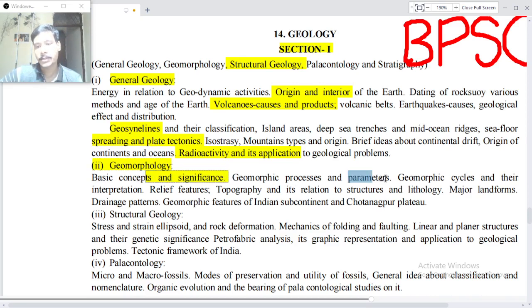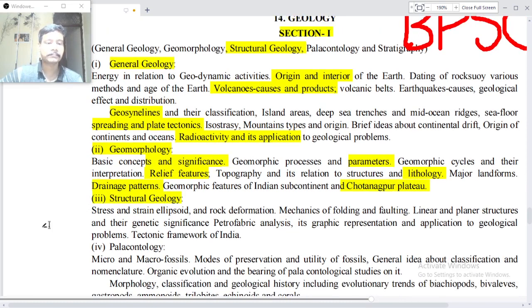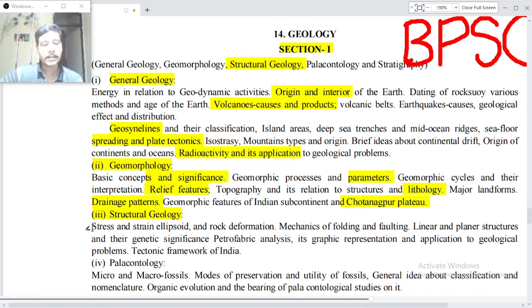Point number 2, geomorphology, basic concept and significance. Geomorphic processes and parameters, geomorphic cycles and their interpretations, relief features, topography and its relation to structures and lithology, measures of landforms, drainage patterns, geomorphic features of Indian subcontinent and Chota Nagpur plateau. Now point number 3, structural geology. Stress and strain, ellipsoids and rock deformation, mechanics of folding and faulting, linear and planar structures and their genetic significance, petrofabric analysis, its graphic representation and application to geological problems, tectonic framework of India.